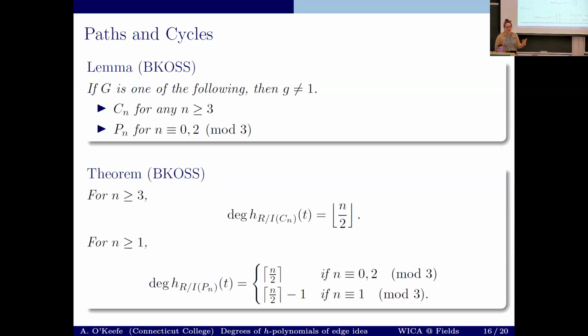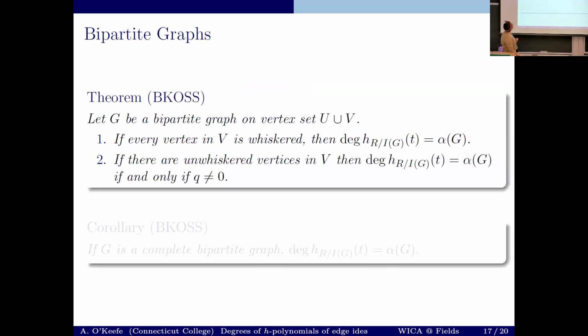Usually you go to trees, but we were more ambitious, so we went to bipartite graphs in general. So G is a bipartite graph on the vertex set U union V. If every vertex in V is whiskered, meaning everything has a leaf, then you get that the degree is the independence number right away. That's like those Cameron-Walker graphs without any of the triangles.